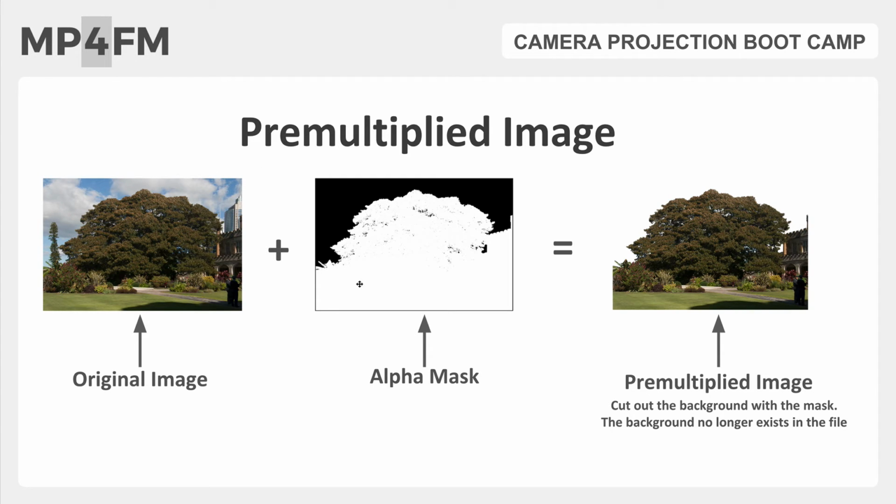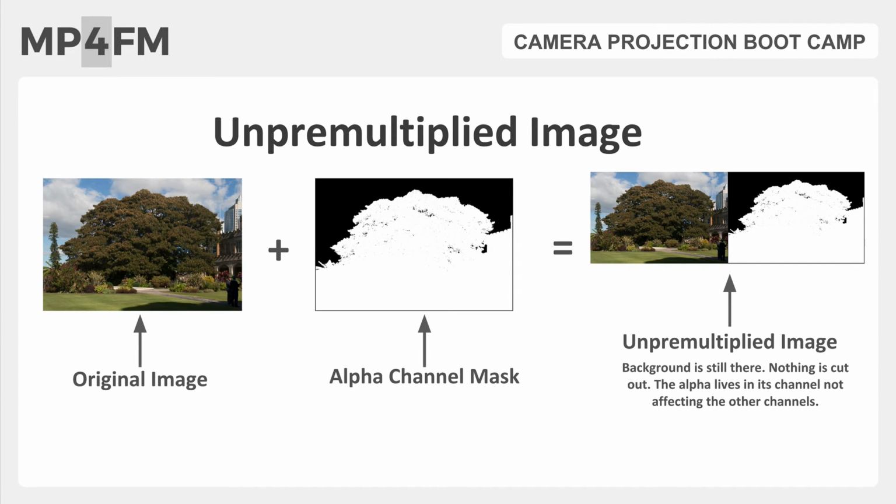So when you add both of these two together, this is what you get, a premultiplied image. And it is cut out, and the pixels that used to be behind here, the sky and the buildings and stuff like that, that used to be there no longer exist in the file. So they're absolutely gone. And that's what a premultiplied image is: it's taking the alpha channel, applying it to the image, and then deleting all of the pixels.